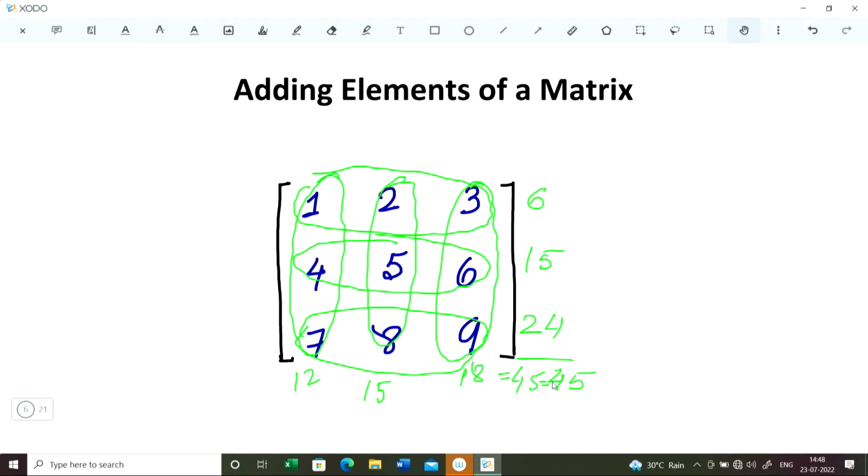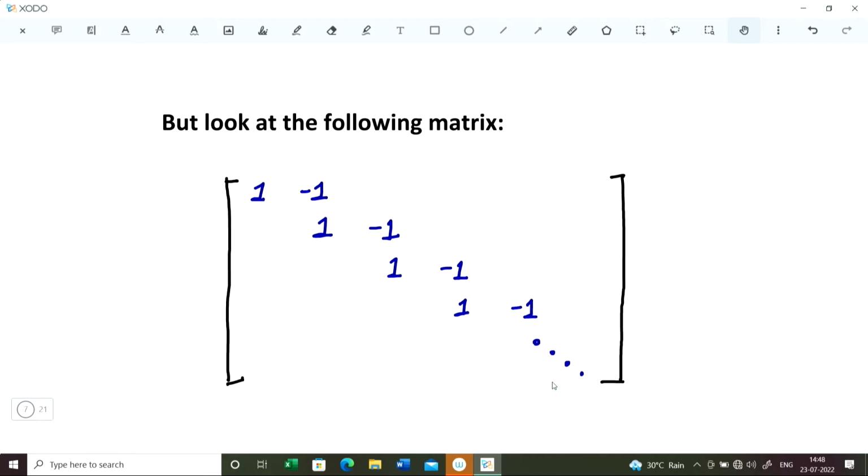In any case, what we are ultimately doing is adding up all the elements in this matrix, or a table, you can say. Now let's try to do the same thing on this table. Here I have kind of, you can say, an infinite matrix.